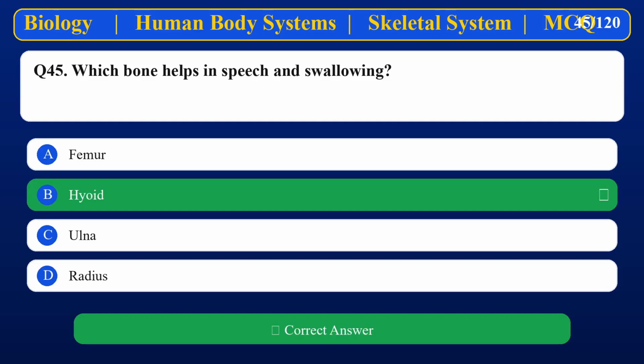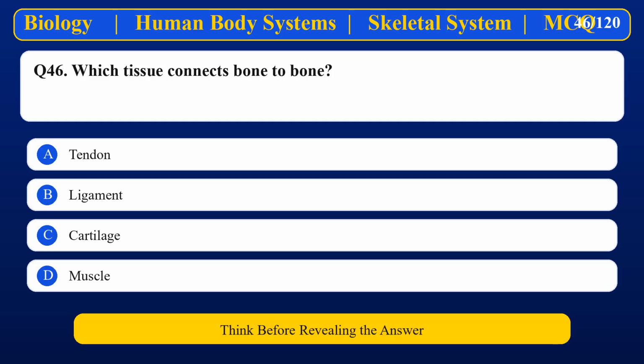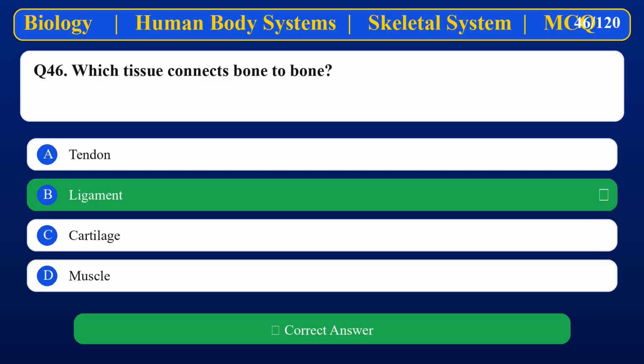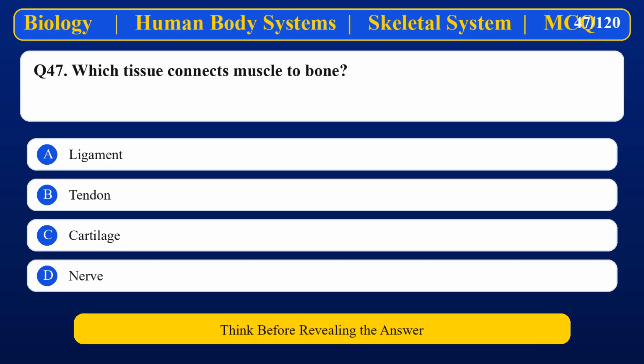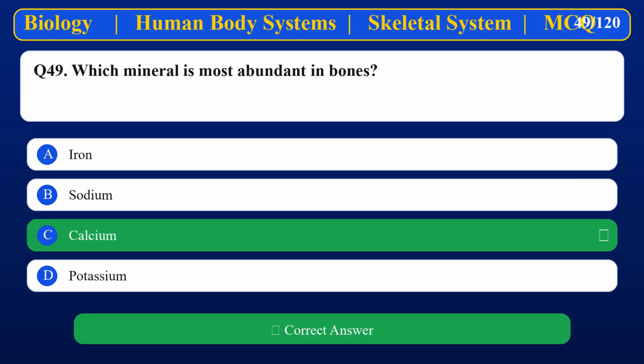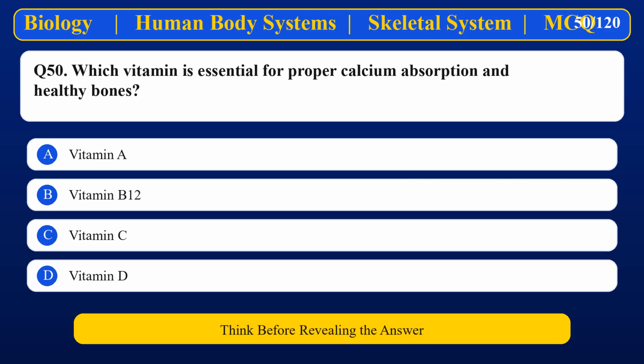Which bone helps in speech and swallowing? Hyoid. Which tissue connects bone to bone? Ligament. Which tissue connects muscle to bone? Tendon. Which tissue provides flexible support at joints? Cartilage. Which mineral is most abundant in bones? Calcium.